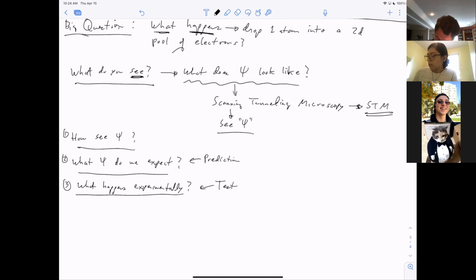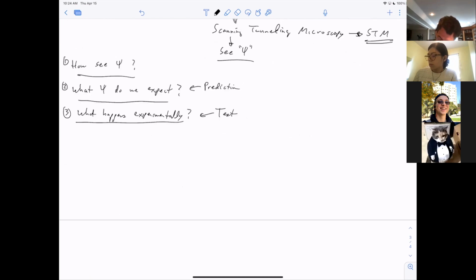Okay, so let's answer these questions in turn. Hopefully we have enough time. Let's answer question 1. How does the STM see the wave function? Well, this is how it works.